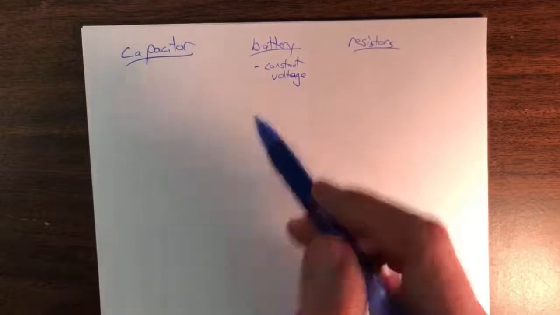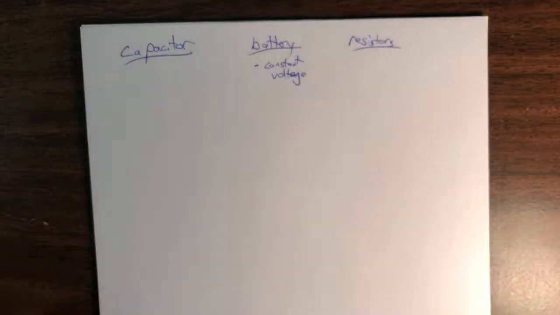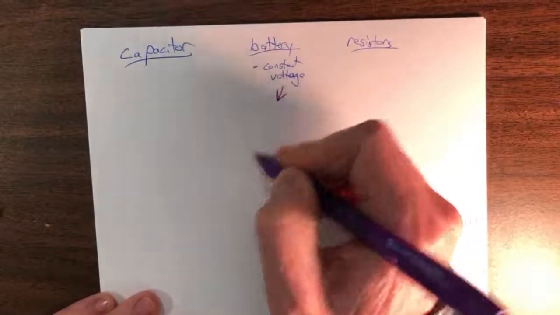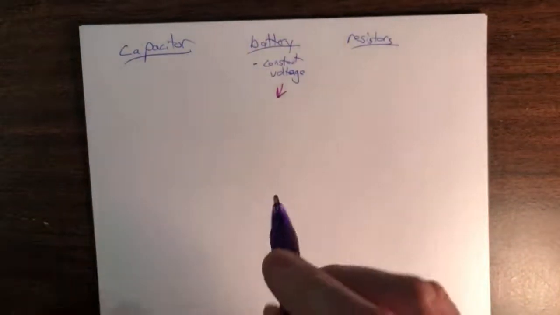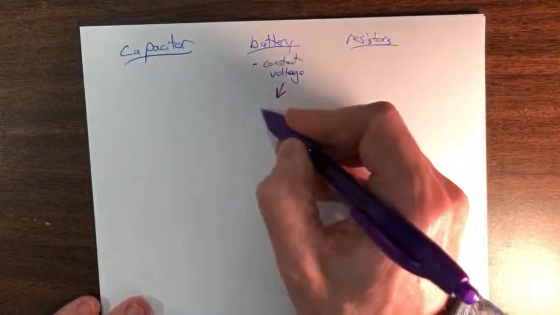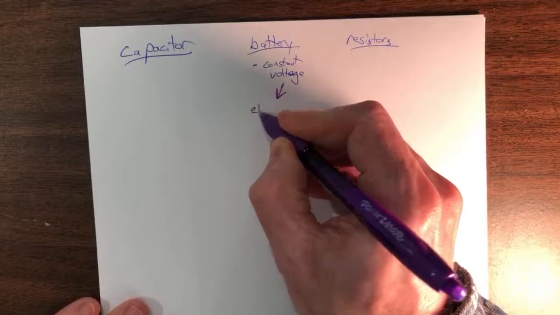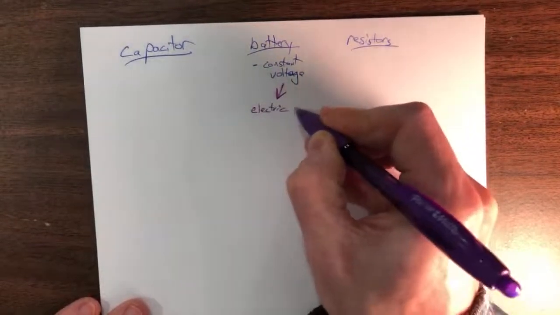Now, you might be wondering, well, what in the world is a voltage? You can think of a voltage in a number of different ways, but a voltage is simply some kind of electric force, or more typically is called the electric potential.